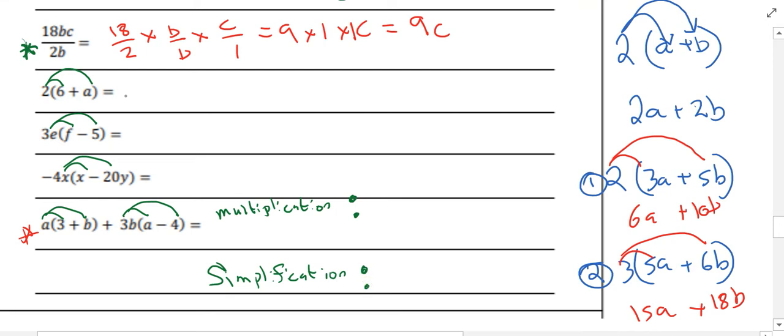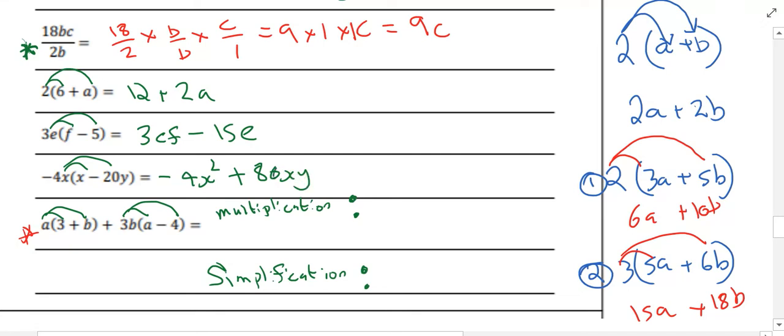Okay, so we got 2 6s at 12 plus 2A. We've got 3EF minus 15E. Oh, this is a nasty one. We've got negative 4x squared, positive 80xy. That looks nasty. Plus 80xy.